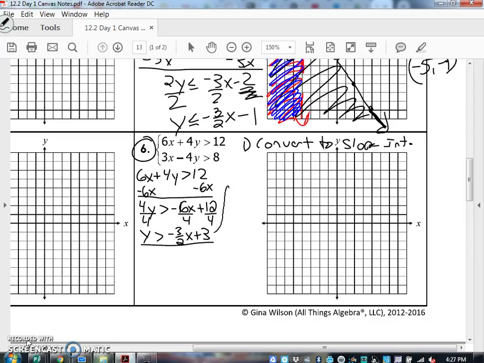For that equation, I'm going to have a slope equal to negative 3/2, a y-intercept of 0, 3. Because it's greater than, I'm going to shade above. And because it's just greater than and there's no equality, I'm going to have a dotted line. I'm going to graph this in red, starting at 0, 3. I'm going to go down 3 and to the right 2. I can also go up 3 and to the left 2. That pretty much gives me my graph. Again, it's a dotted line, so I'm going to connect the dots, and I'm going to shade above.